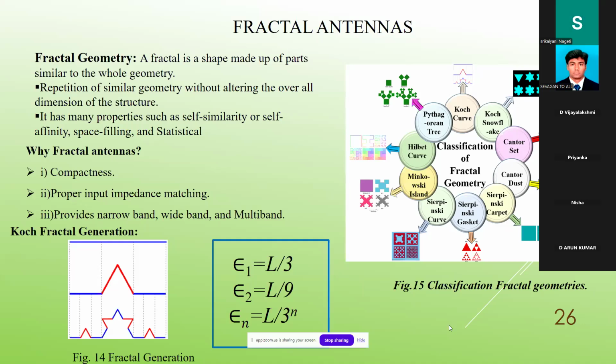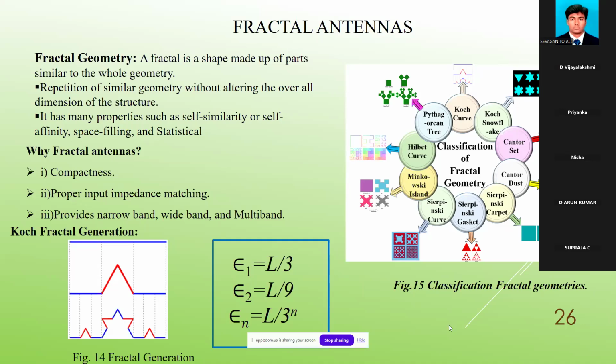Fractal means repetition of similar geometry without altering the overall dimension of the structure. It has many properties such as self-similarity, self-affinity, space-filling, and statistical properties. Many theories are also there. You can go through a very good book written by Professor Raj Mitra, Frontiers of Electromagnetics. That total book is dedicated to fractal antennas. Why fractal antennas? Because they provide compactness, proper input impedance matching, and narrowband, wideband, multiband operation. Many more applications are there.